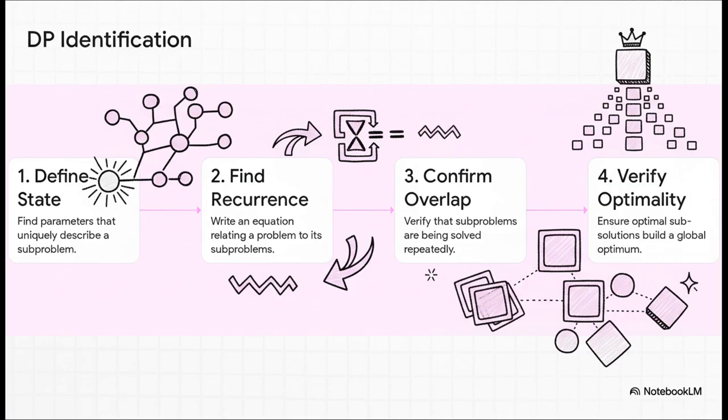First, define your state. Basically, what's the smallest amount of info you need to describe a unique subproblem? For Fibonacci, it was just n. Easy. Second, find the recurrence. Can you write a formula that connects the big problem to the smaller ones? For us, that was f(n) = f(n-1) + f(n-2). Third, confirm there's overlap. You've got to make sure you're actually resolving the same things. And last, verify that the best answers to the small problems actually build up to the best answer for the big one.